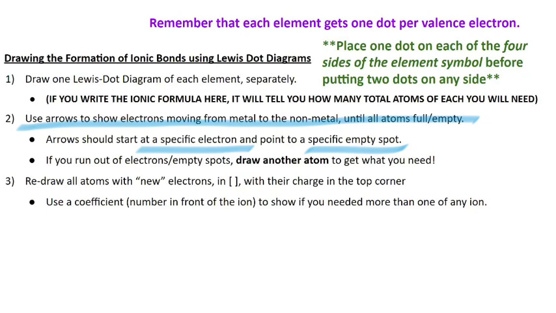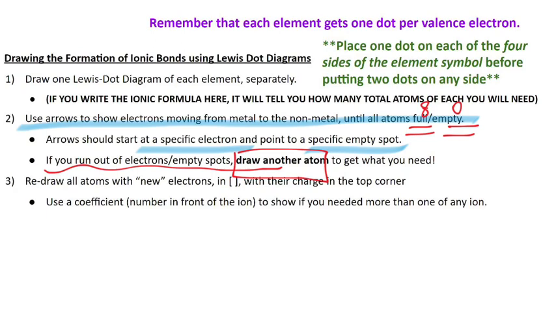Now, if you've written your chemical formula up in step 1, you should have all the atoms you're going to need. But there's a possibility where you might either run out of electrons or empty spots. And if you do, you need to draw another atom that is going to get you those spots or those electrons, because every atom has to end up completely full or completely empty, one or the other. It doesn't matter which in general, but everyone has to be completely full with 8 electrons or completely empty with 0 dots, 0 electrons around it. So that's the key with step 2.